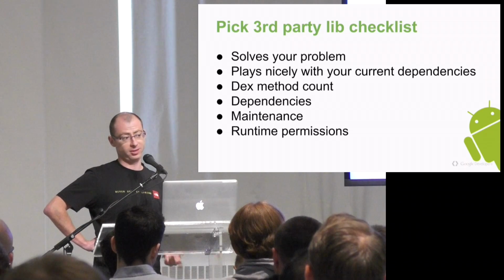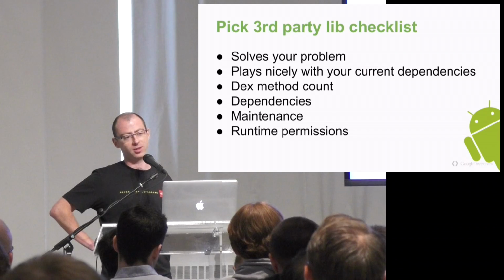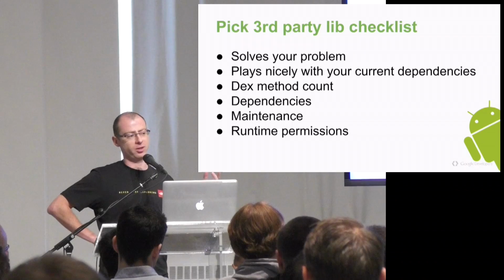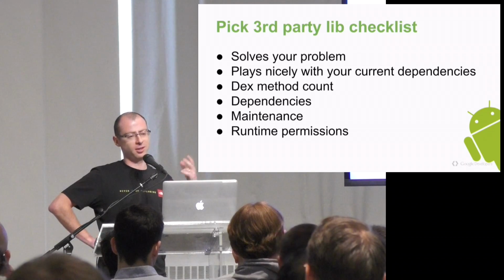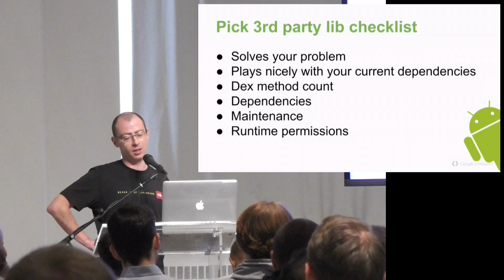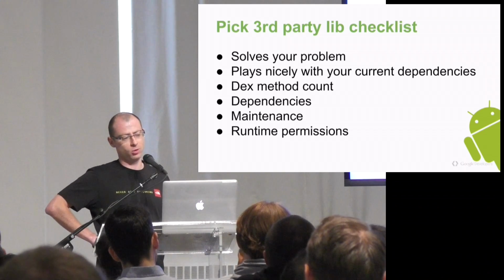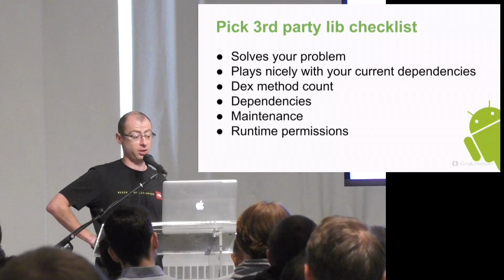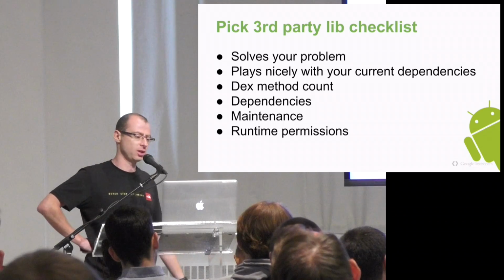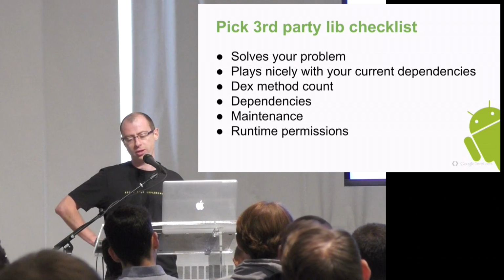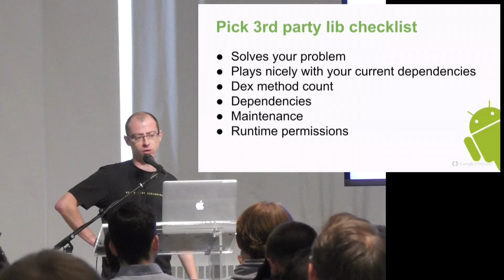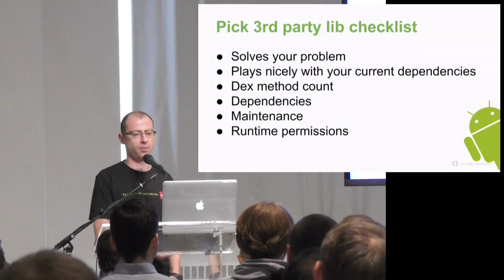Please check the dependencies, because the last thing that you want is a dependency clash. You have version Z of some library, but the third-party library requires a different version. This is what is called, at least in the Windows world, DLL hell. I guess in the Java world it's more of a jar hell. Try to avoid it. And also know the maintenance. And something that we introduced in M is the runtime permission that the library requires, which is also a consideration, especially after M.